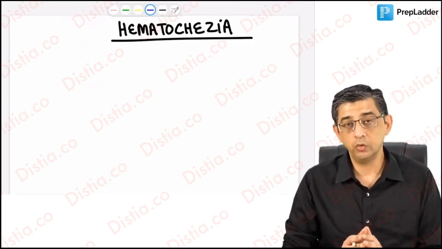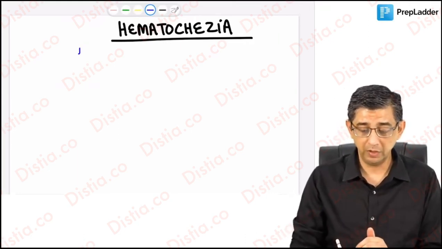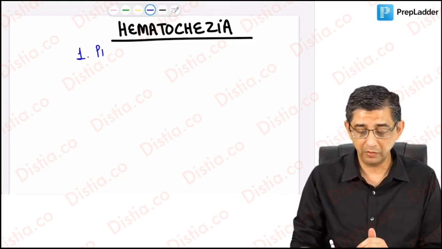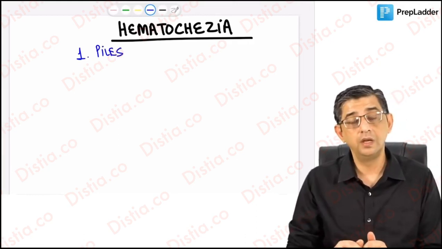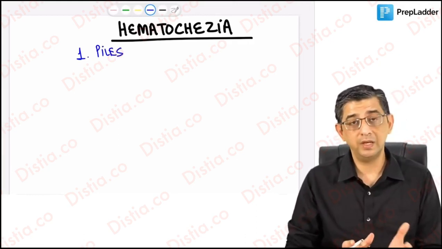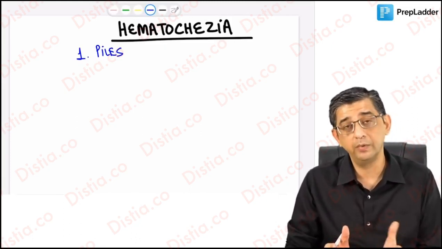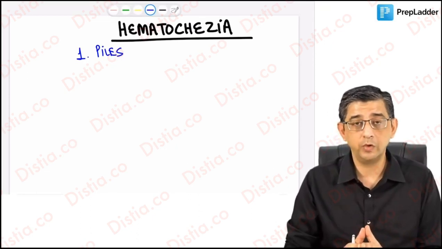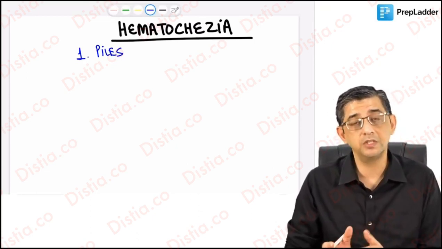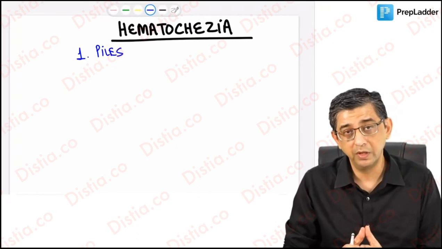Please remember that overall in clinical practice, however, the number one cause is not diverticulitis, it is piles. Because piles is a very simple answer, the examiner knows that you will be able to get the question right, and he obviously does not want to make you feel so comfortable. That is why piles or hemorrhoids is not given in the options, and the answer would be given as diverticulitis.